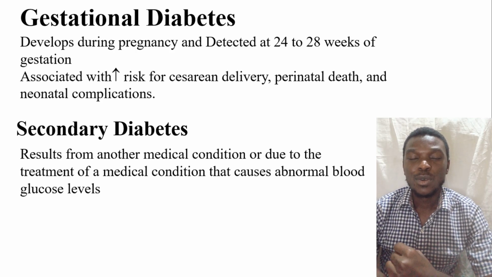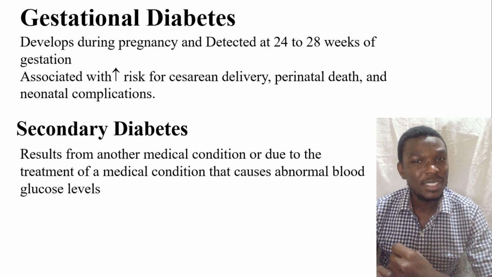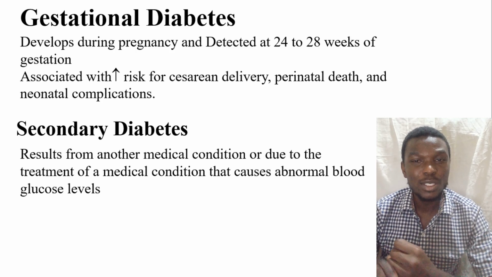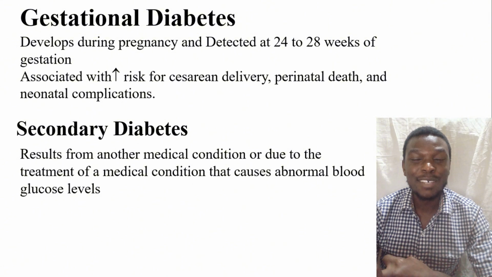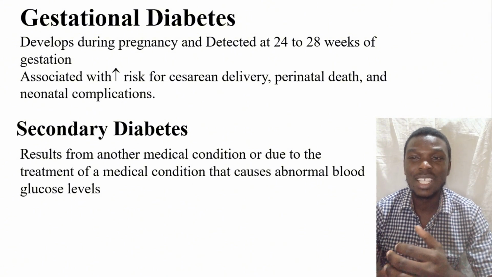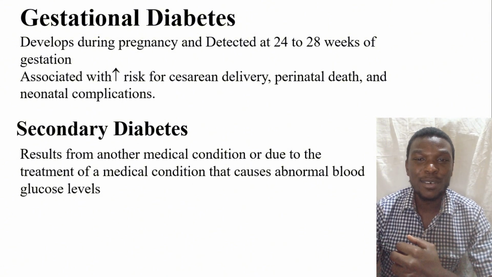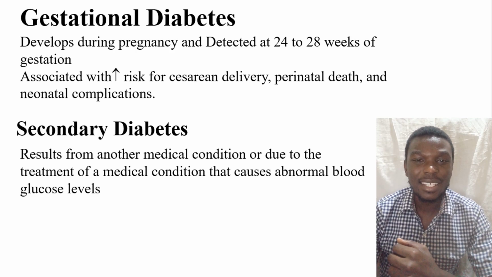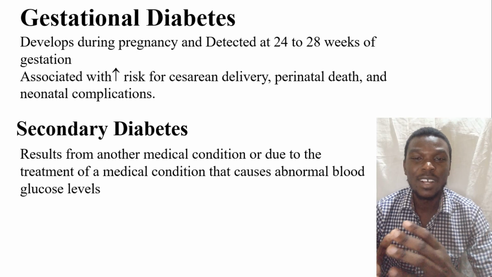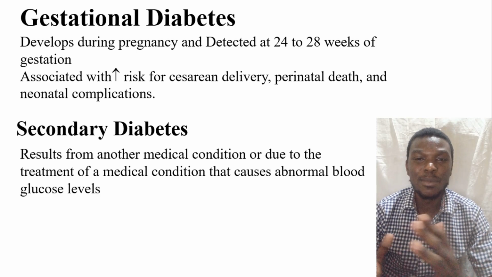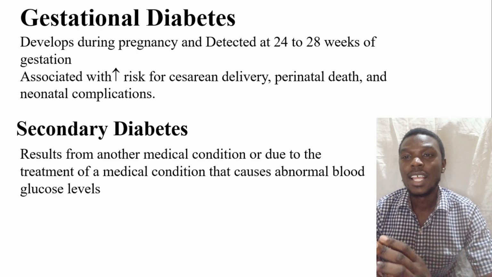Because there's a lot of sugar, remember diabetes, you have high sugar levels. So there's high supply of sugar to the fetus. As a result, the fetus has enough food to grow big. This is why there's an increased risk of cesarean delivery, because these mothers tend to have big babies weighing more than 4 kgs.